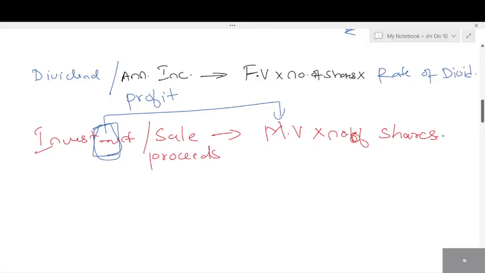And we don't multiply by rate of dividend. Rate of dividend is not required. Just market value into number of shares is required. Next, the last one is yield rate or rate of interest. Yield rate or rate of return. Sorry, rate of return.